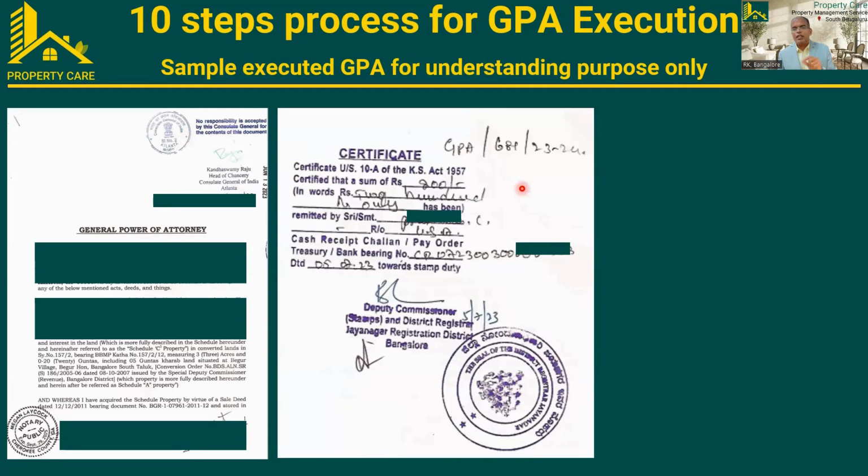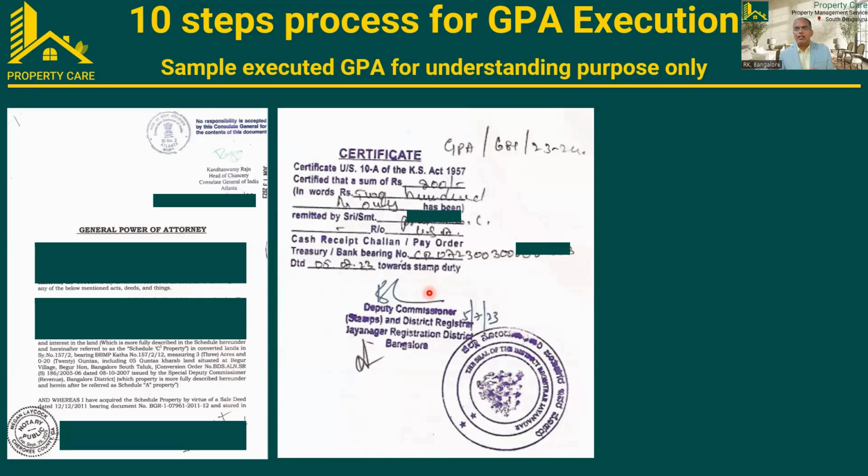And this is the adjudication process, which I was talking about in the 10th step on the previous slide, under a section of the Karnataka State Act 1957. As per this act, the district registrar does the adjudication process. For that there is a process, and a unique number is allocated to this GPA, this 681, with a reference number and date, the district commissioner's stamps, and the district registrar, Jayanagar, registration district, Bangalore, and their sign. See, this is the adjudication process.